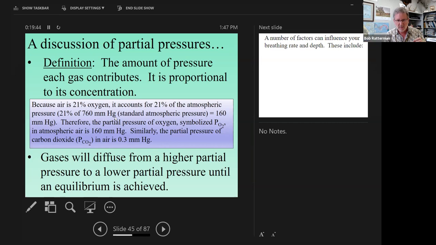Now, mercury, you might know, is an element. We use it in a lot of our thermometers, right? It expands when it gets hot, all that stuff. And this is the established unit that's used to measure pressures, atmospheric pressures.